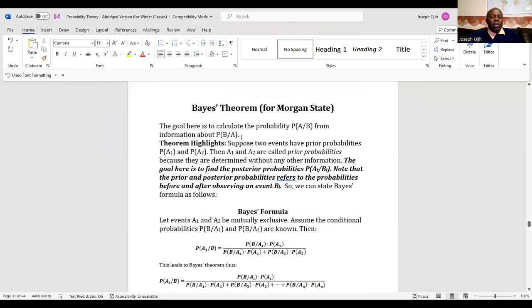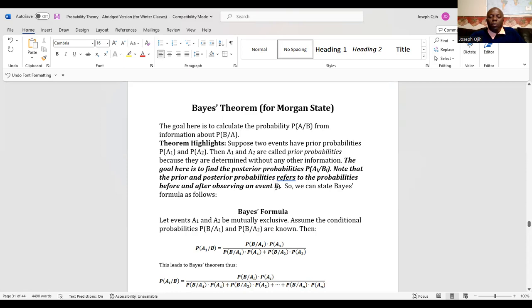Bayes theorem is basically an extension of the conditional probability. We did it last time we were in class. Under Bayes theorem, we are trying to calculate the probability of A given B from the probability of B given A. So the main highlight of the theory is this. Suppose that we have 2 events, with prior probabilities of P(A1) and P(A2). Then events A1 and A2 are called prior probabilities because they are determined without any information.